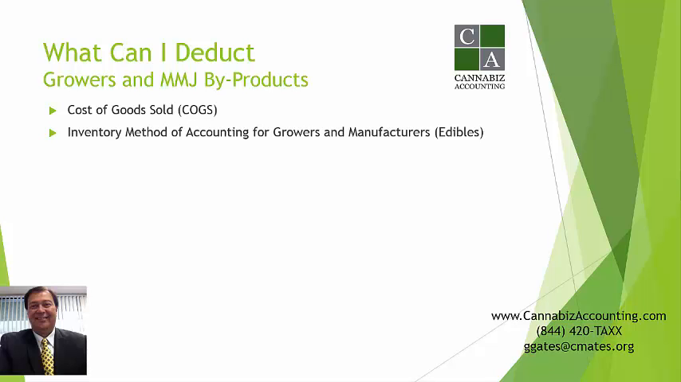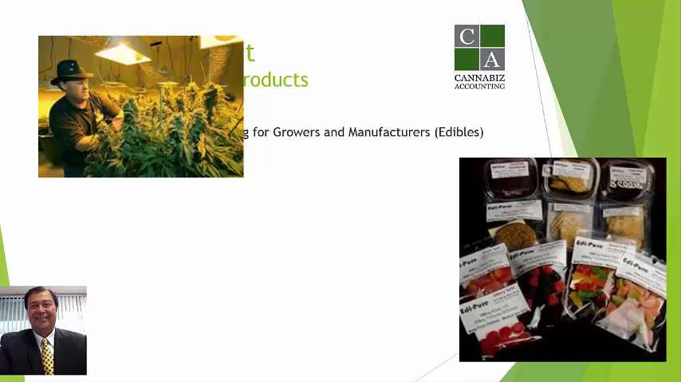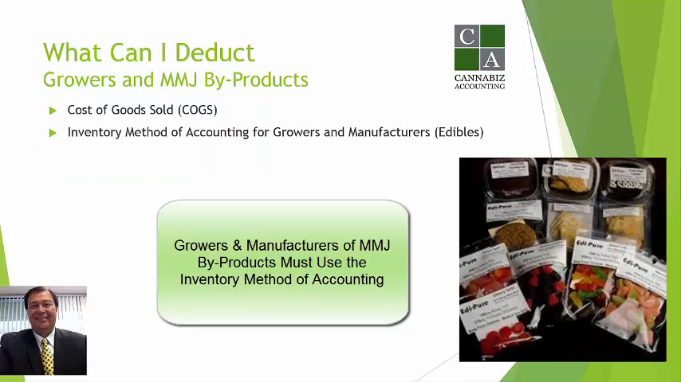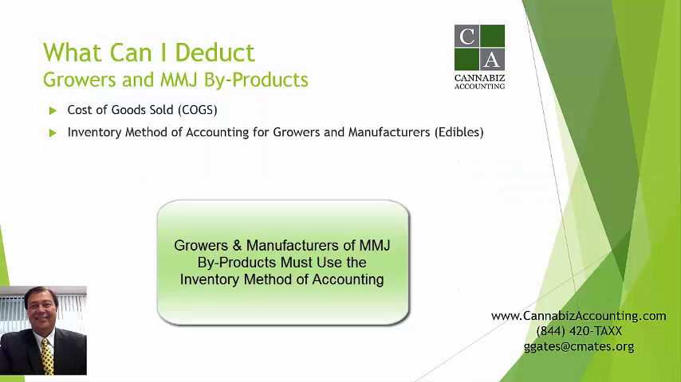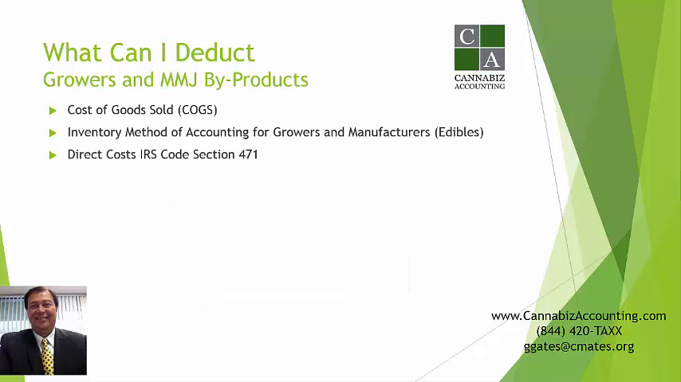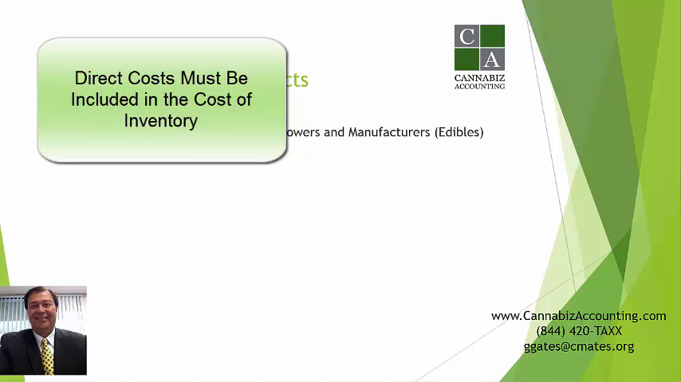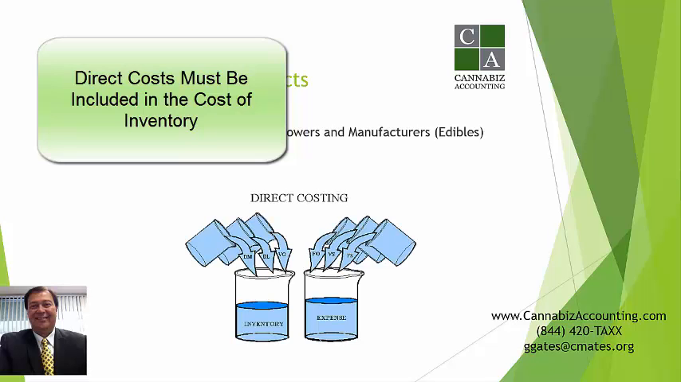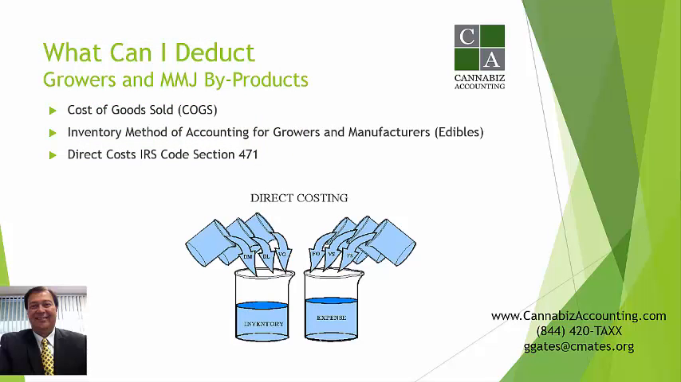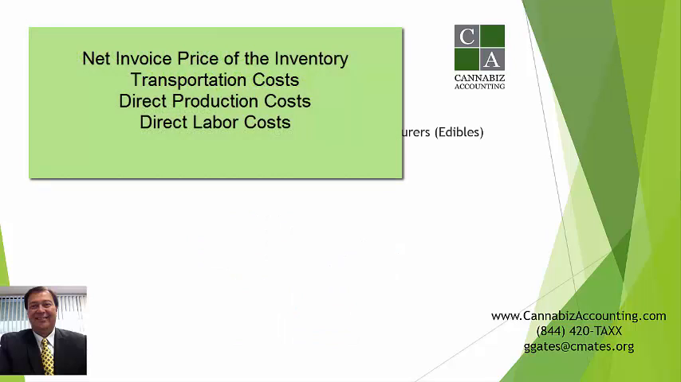That means if you're a grower or a manufacturer of MMJ products such as edibles, waxes, oils, hash, etc., you must use this method of accounting. Now, under IRS Code Section 471, all taxpayers are required to include direct costs in the cost of inventory. Direct costs include the net invoice price of the inventory, which can be reduced by trade or other discounts, transportation, and other necessary charges incurred in acquiring the possession of the goods.